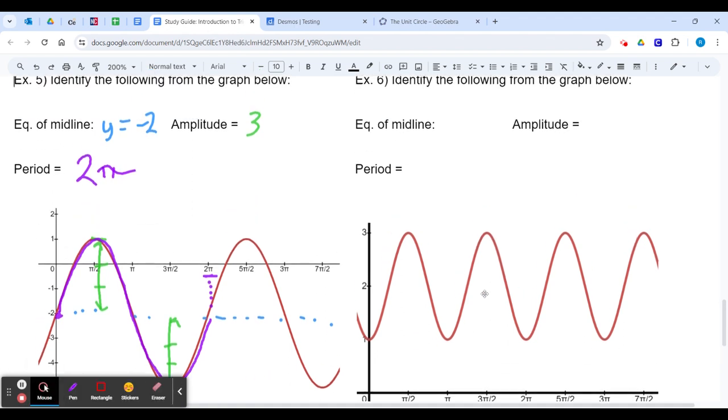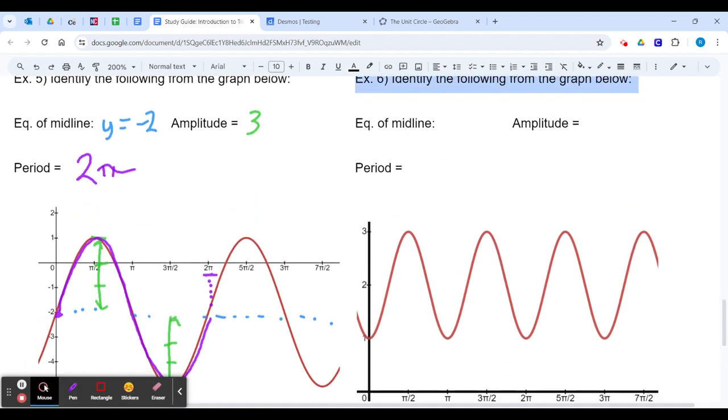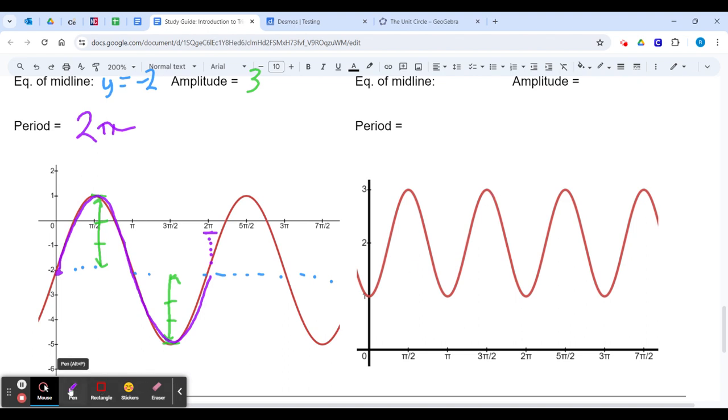Let's keep talking about period as we go into example 6, though, because this looks a little bit different. Notice how my graph here starts at a minimum point. So I need to go through my midline all the way up and back down and back to center. I don't need to pass it twice here because I've already gone through one full rotation right here, which means my period is pi.